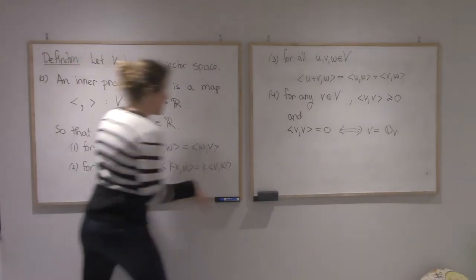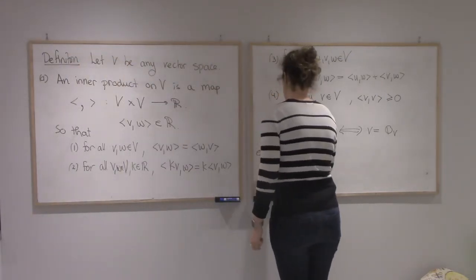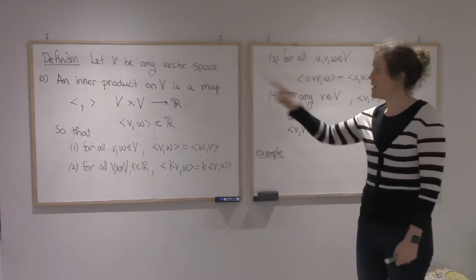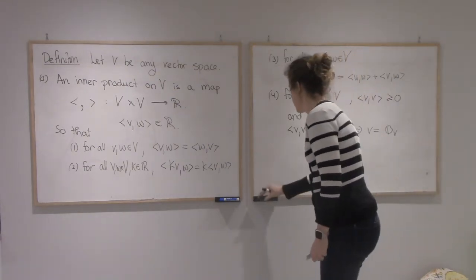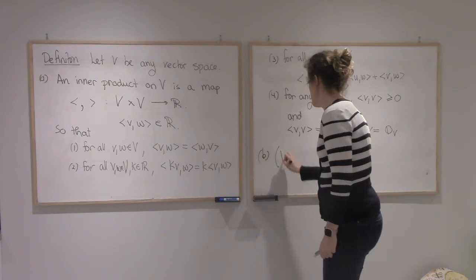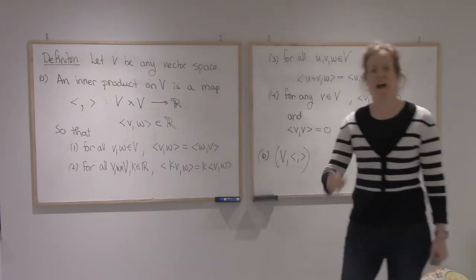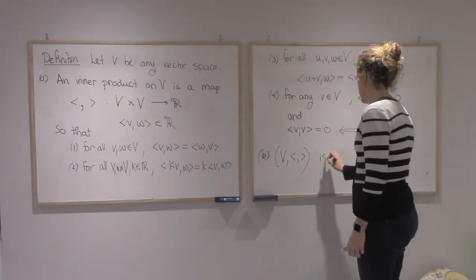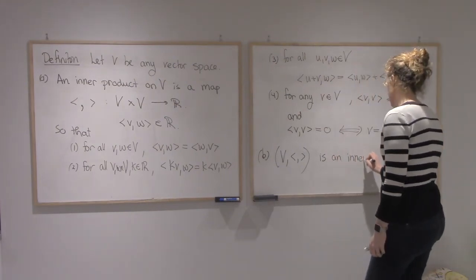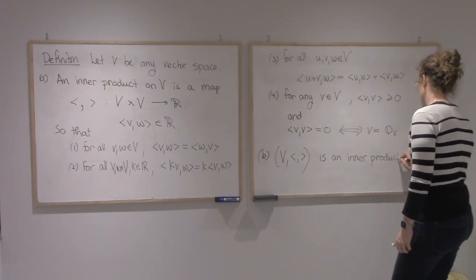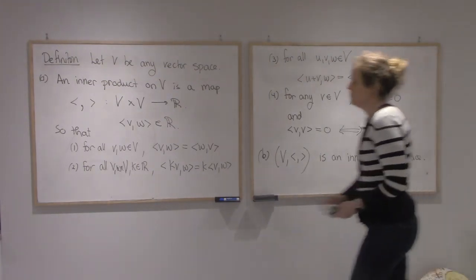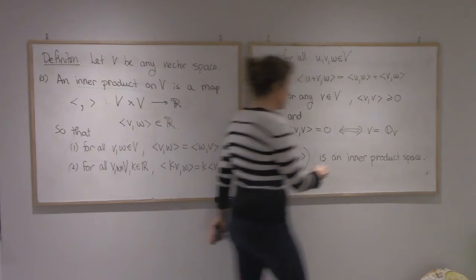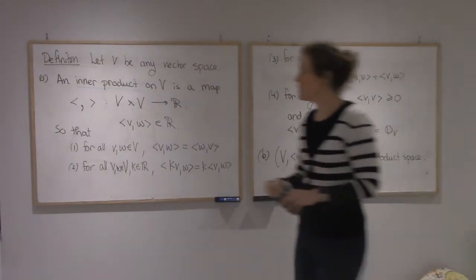All right, so let's look at a couple of examples. Example 1, I'll put it right here. If I use the dot product on Rn, that's going to give me, I forgot part B. If I have a vector space with an inner product specified, it's going to be called an inner product space.